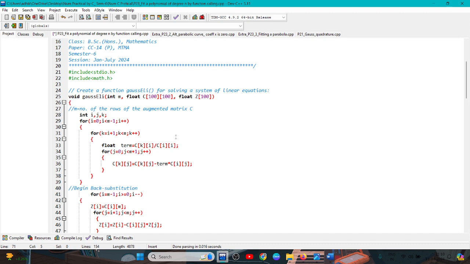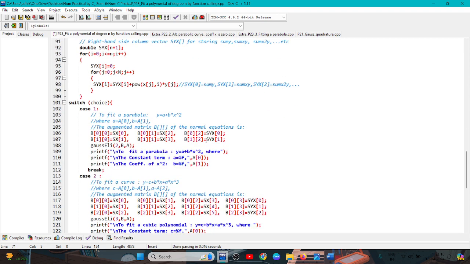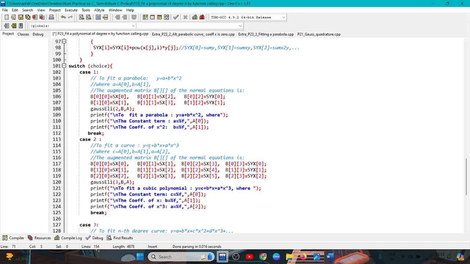Here the augmented matrix is capital B, and the variable we call capital A. A is small a equal to a0 and small b equal to a1, to fit this constant term a equal to a0 and b equal to a1, and break. Case 2, this fits a polynomial curve y equal to c plus bx plus ax cube.